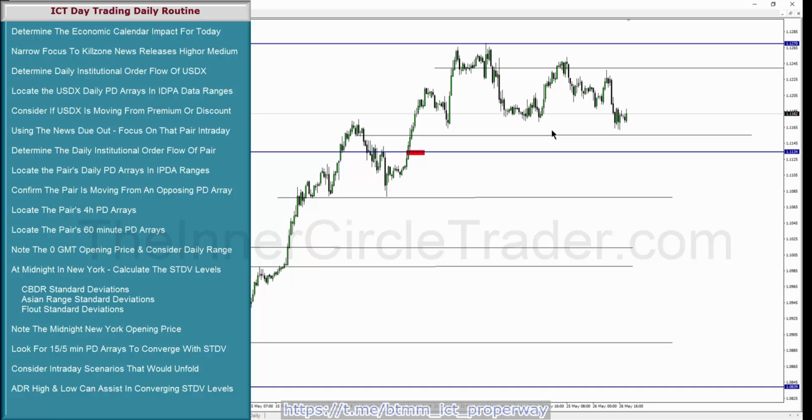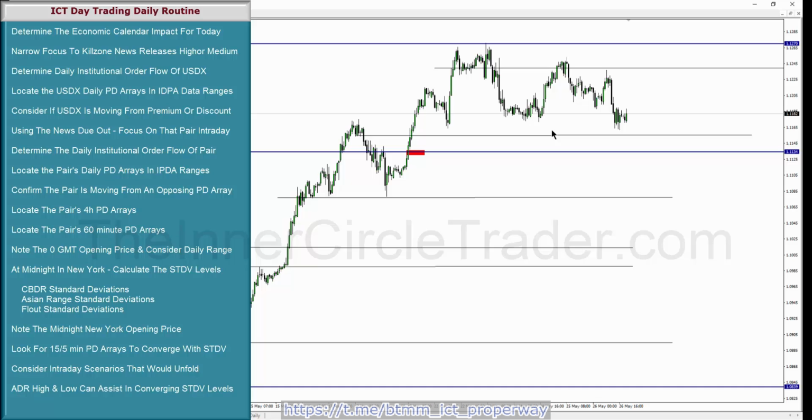And if I'm bullish, I want to see a move down below that opening price to some measure of standard deviations of the Asian range, the flout, or central bank dealers range, to a discount PD array that I can see on a 15-minute time frame that may converge also with a daily, 4-hour, 60-minute discount array. By doing that, it helps me, in terms of confidence, nail down that low of the day.